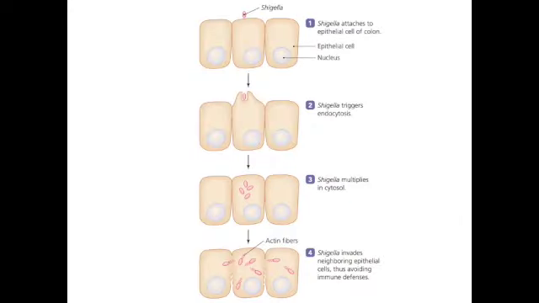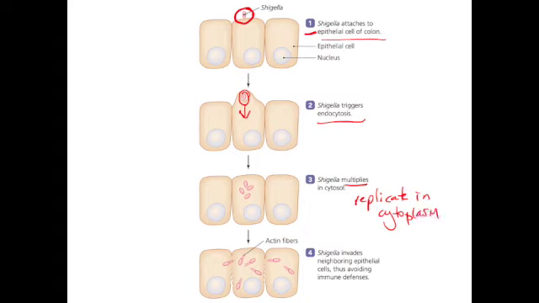So let's look at the process of infection. In our first step here, we have that very beginning of an infection process where our Shigella bacteria are going to attach to the epithelial cells of the colon, the cells that line the inside of the colon. But rather than just sticking there, Shigella triggers endocytosis, and our bacteria get taken up into the cytoplasm of the cell. Once in the cytoplasm, they actually begin to replicate. And then a really interesting thing happens.